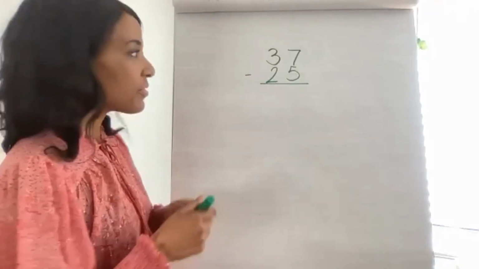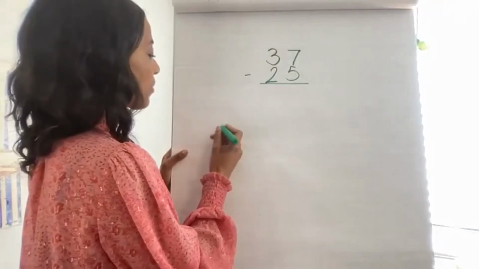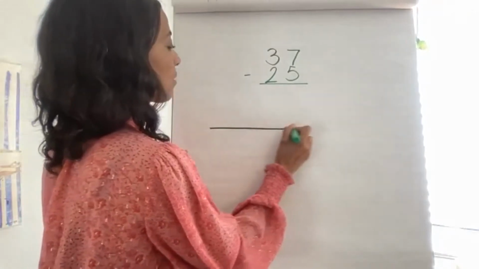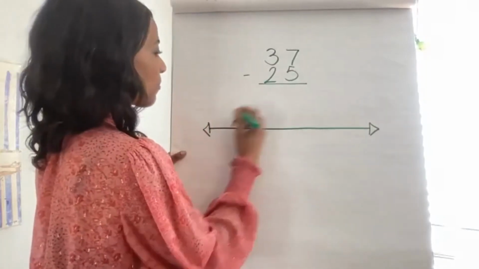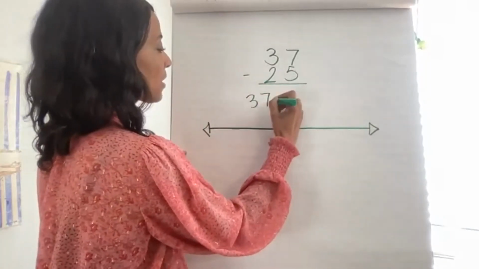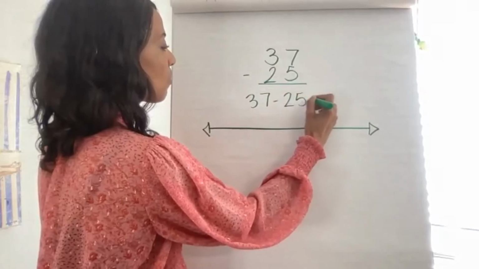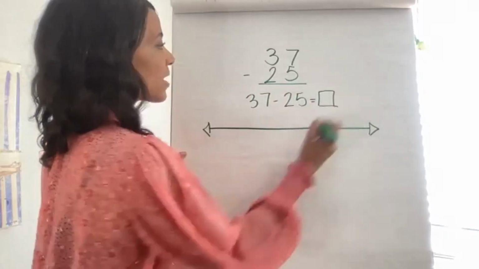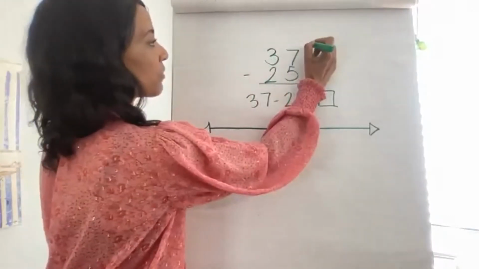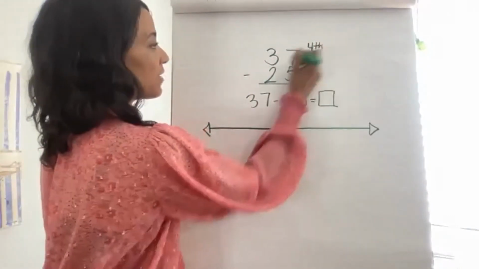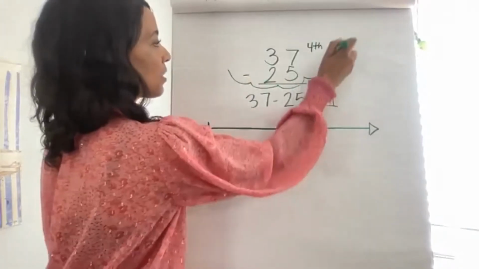Secondly, the other thing is we're having kids work on a number line. So they could do 37 minus 25 on a number line. There's so much more math and number sense in a number line than in this. This is actually the 4th grade standard, so leave that to the 4th grade teachers.